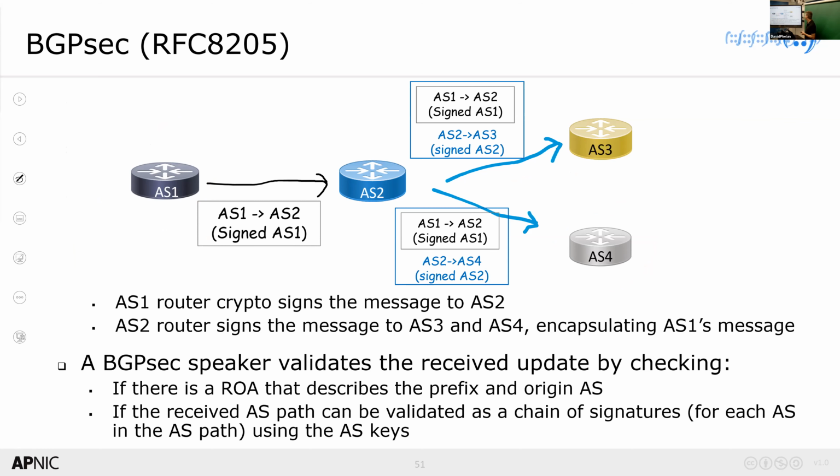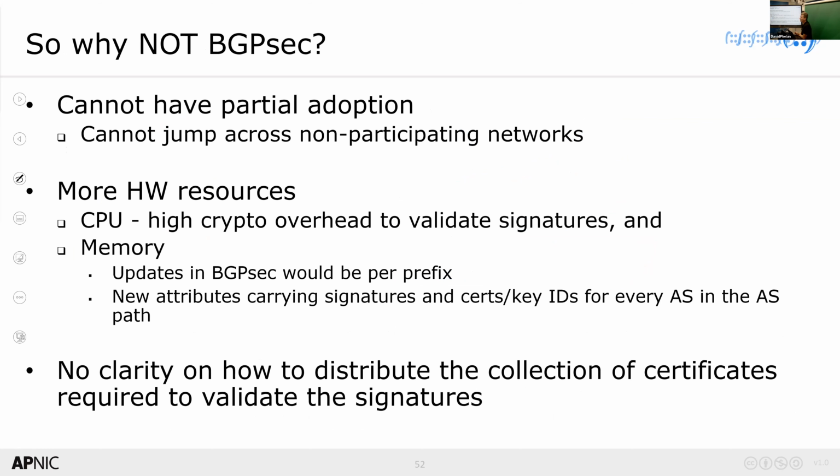There's a few problems with doing this. Because you're doing crypto on the routers, you can't have partial adoption. You can't have a hop in the path that isn't going to be able to sign. You need more hardware resources, and the vendors love this because you're now going to buy bigger routers that can do crypto. You need more CPU. You need more memory. And there's no clarity within the RFC on how we're actually going to distribute these certificates. So probably not a great thing.